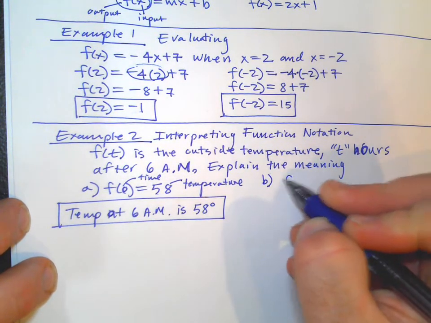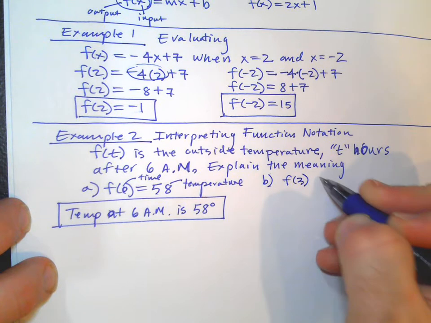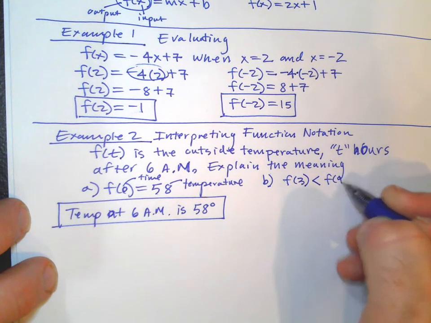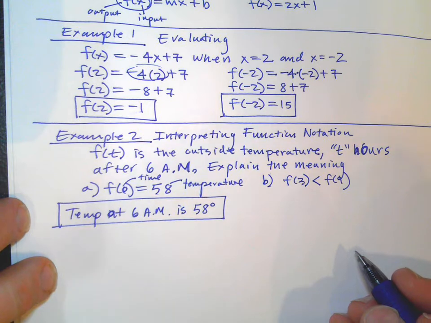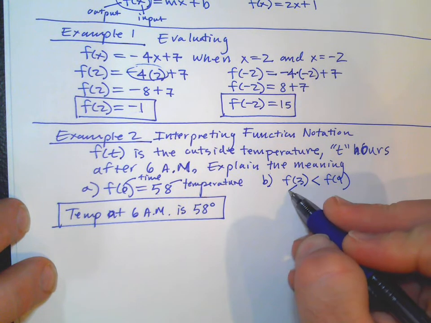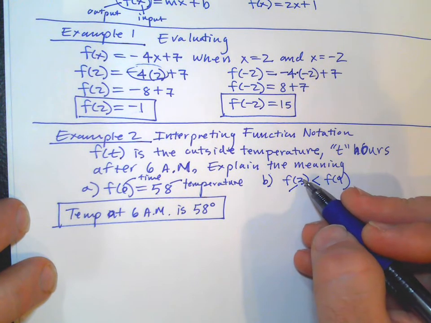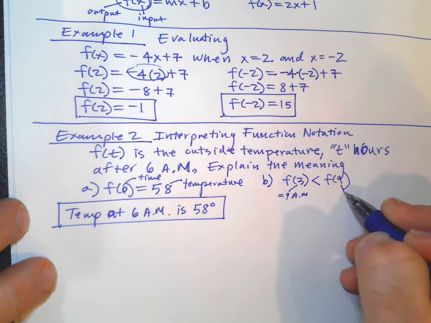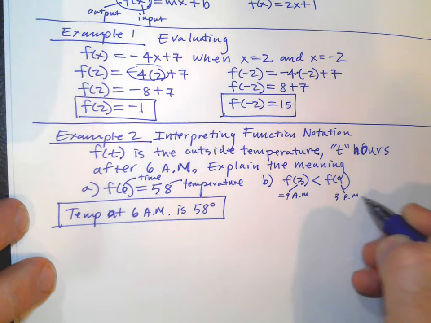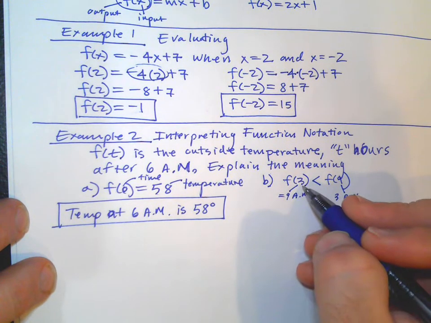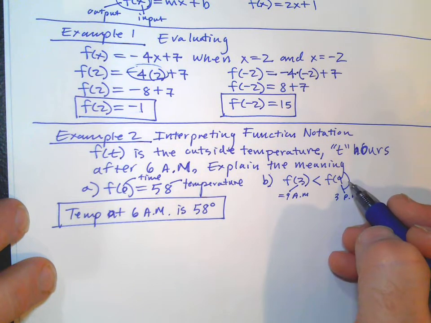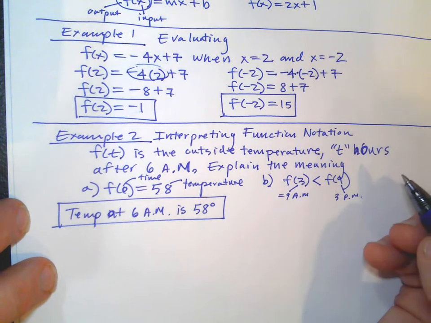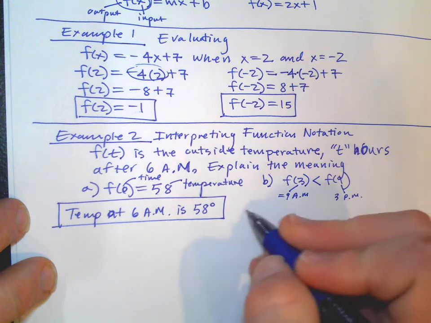Let's do one a little more interesting. F of 3 is less than F of 9. So this is 3 hours after 6 a.m. So that's going to be 9 a.m., right? We're talking about 9 a.m. 9 hours after 6 a.m. is going to be 3 p.m., right? And saying the temperature at 9 a.m. is less than the temperature at 3 p.m. It's colder, whatever. So we might say something like this.